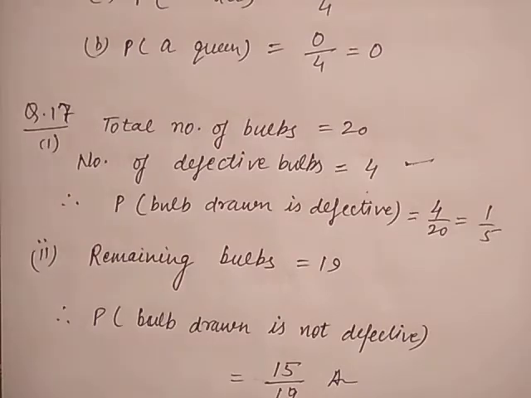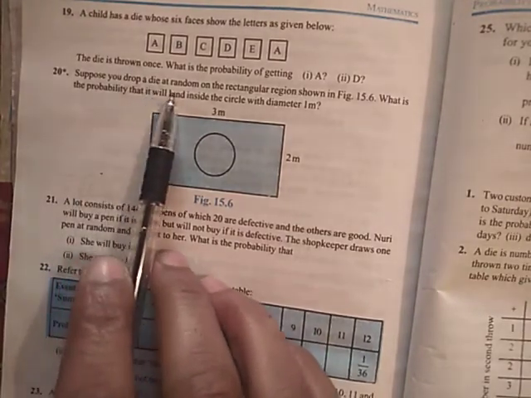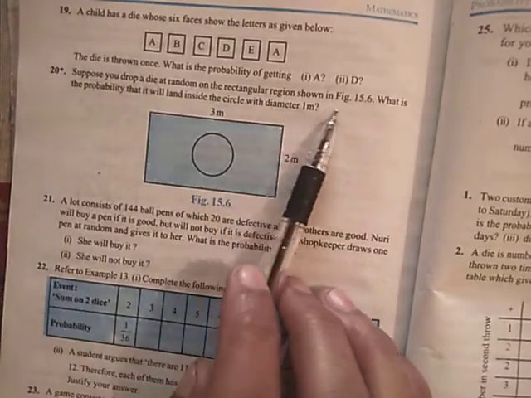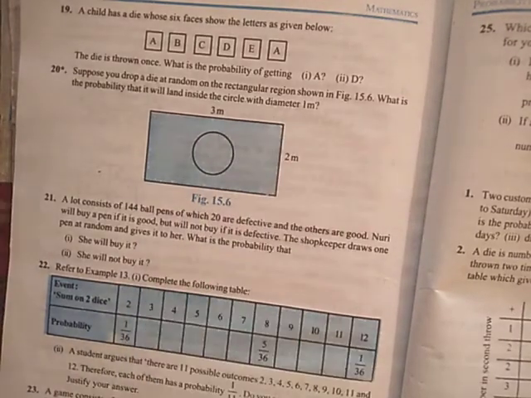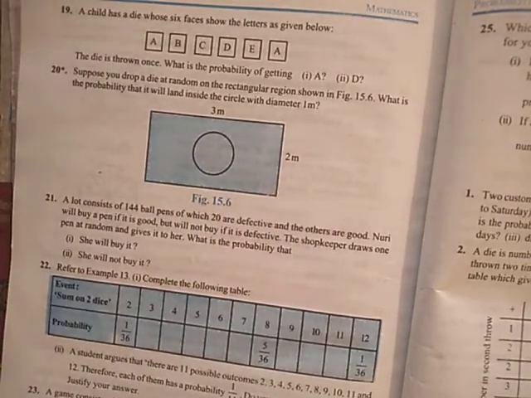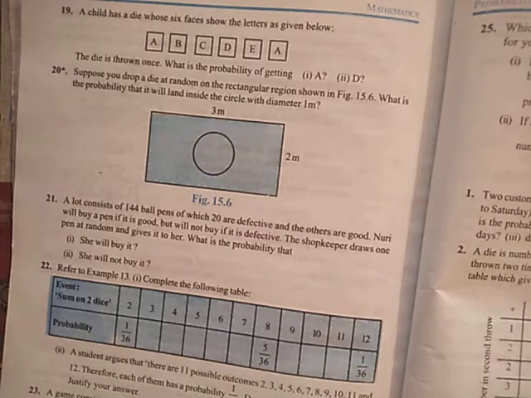Similarly students, you have to do questions 18 and 19 by yourself, and I am doing question number 20 here now. Let us see. This question is not from the exam point of view, but you can do it. Suppose you drop a die at random on a rectangular region shown in figure 15.6. What is the probability that it will land inside the circle with diameter 1 meter? So students, here you have to find the area of both the rectangle and the area of the circle. You can find it out very easily.